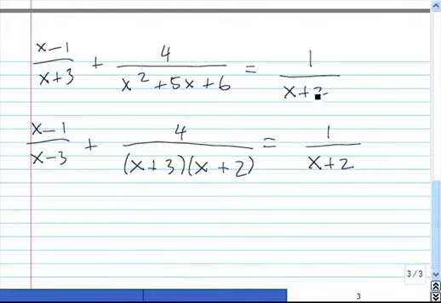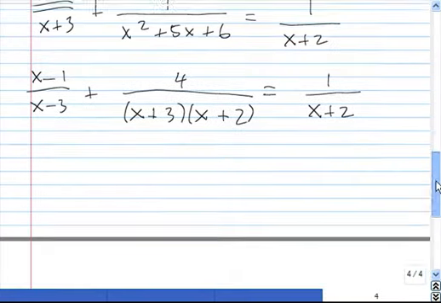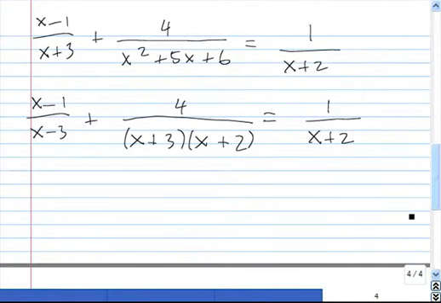Of course, the fact that we have an x plus 3 and an x plus 2 in this problem are a big hint that x plus 3 and/or x plus 2 are going to be involved when we factor that quadratic. Okay, so now we want to identify the LCD.